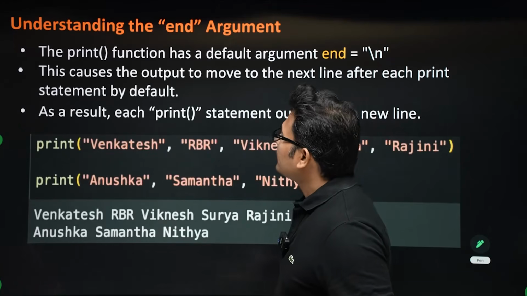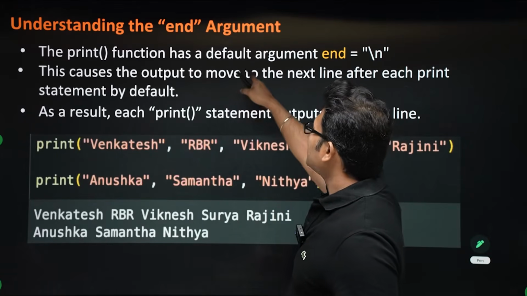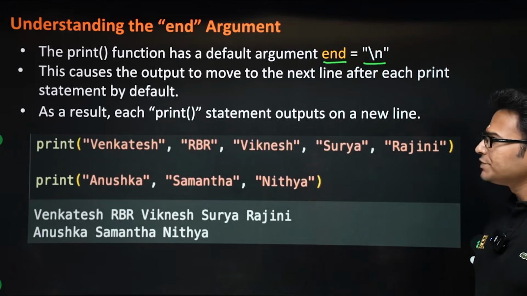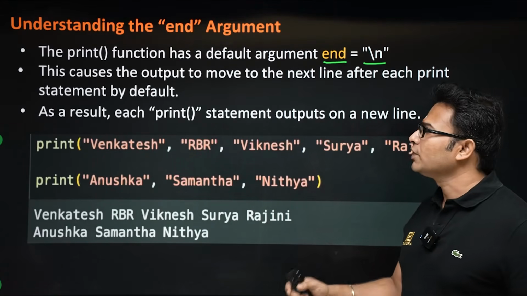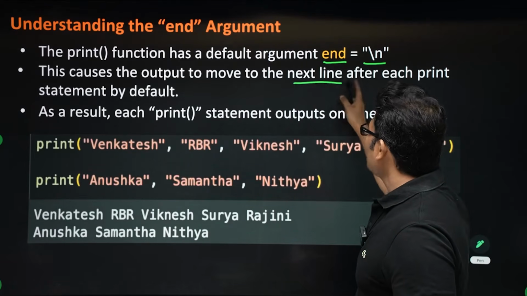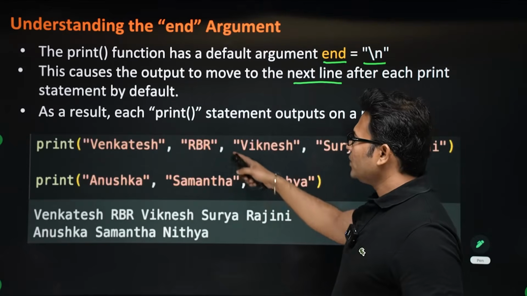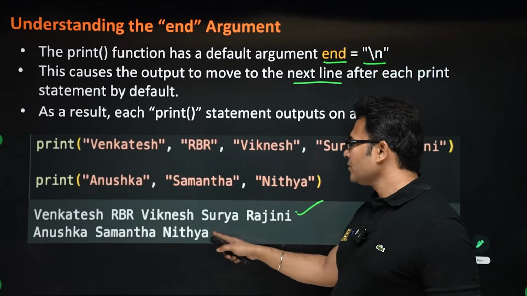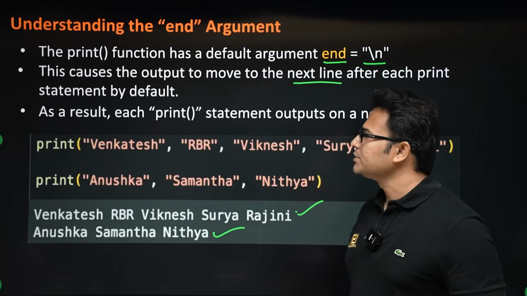Now, there is something called end. How do you want to end the print statement? The print function has a default argument called end, which is a new line, which means that a print statement will end with a new line, so that the next print statement will go to the next line, right? Because of this new line only, we are always moving to the next line after each print. So now let's see this example. When you have two print statements, one print output is printed here, the other print output is printed here, right? The output of the first print is here, the output of the second print is here.